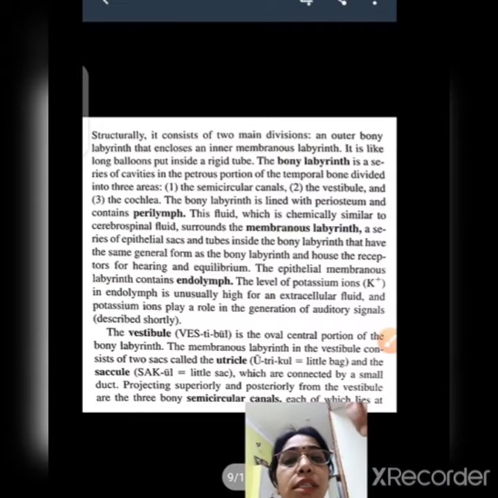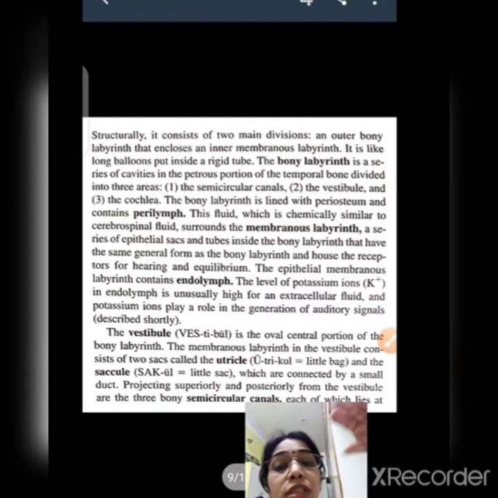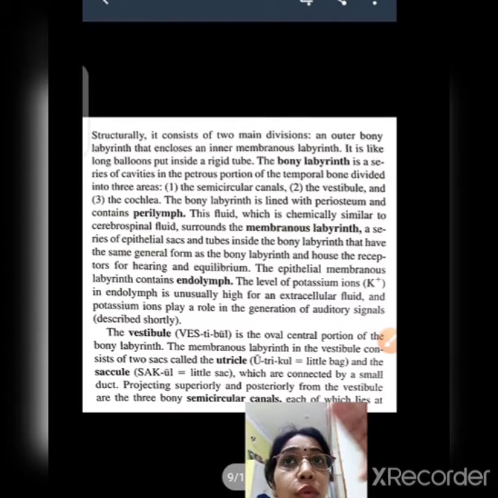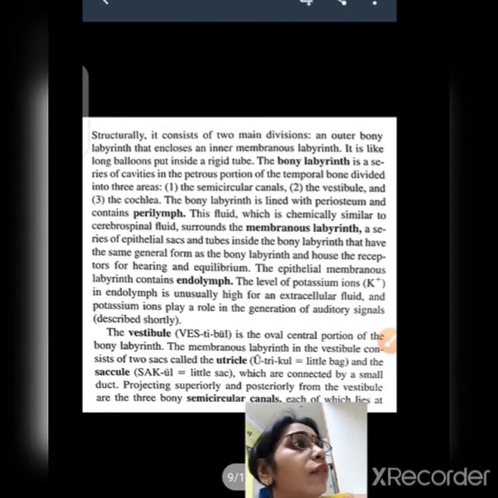So these are the various fluids present in the internal ear, which bring about equilibrium in our body. Whenever there is an infection or something wrong with your ears, you feel giddiness, vertigo. This is because the level of this fluid, the perilymph and endolymph, is disturbed. So this is very important for equilibrium. The level of potassium ions in endolymph is usually high for an extracellular fluid, and potassium ions play a role in the generation of auditory signals.